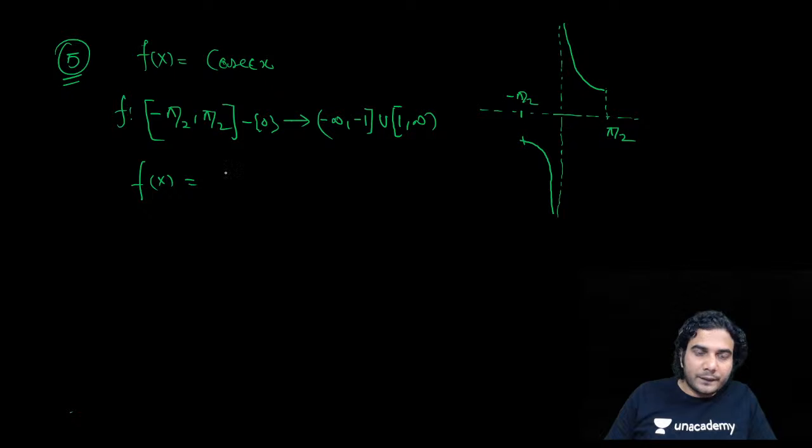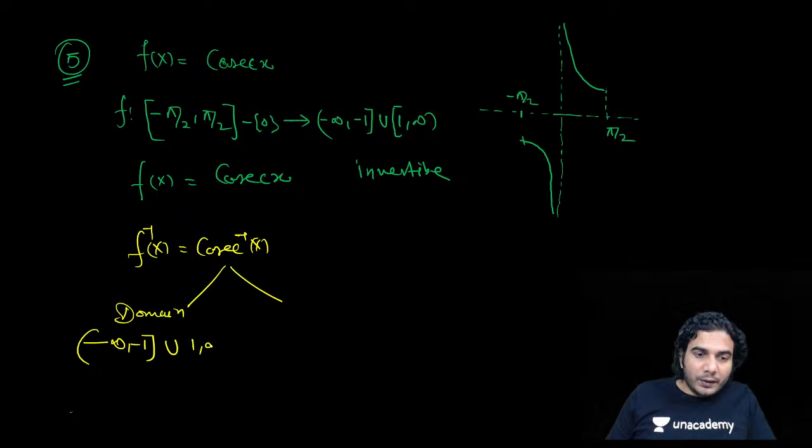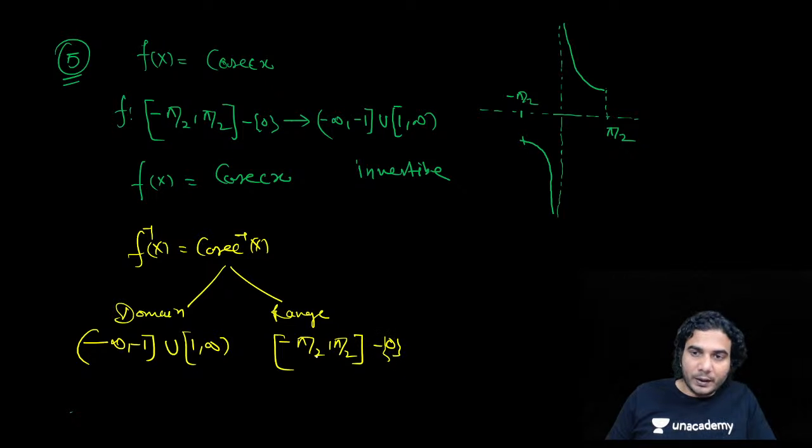Now this is your f function, f is cosec x. This is your cosec function. Now it is invertible, and after it is invertible, we can draw f inverse x is equal to cosec inverse of x. In cosec inverse of x, the domain is going to be minus infinity to minus 1, union 1 to infinity, and the range is going to be minus pi by 2 to pi by 2 except 0. Okay, all the points.